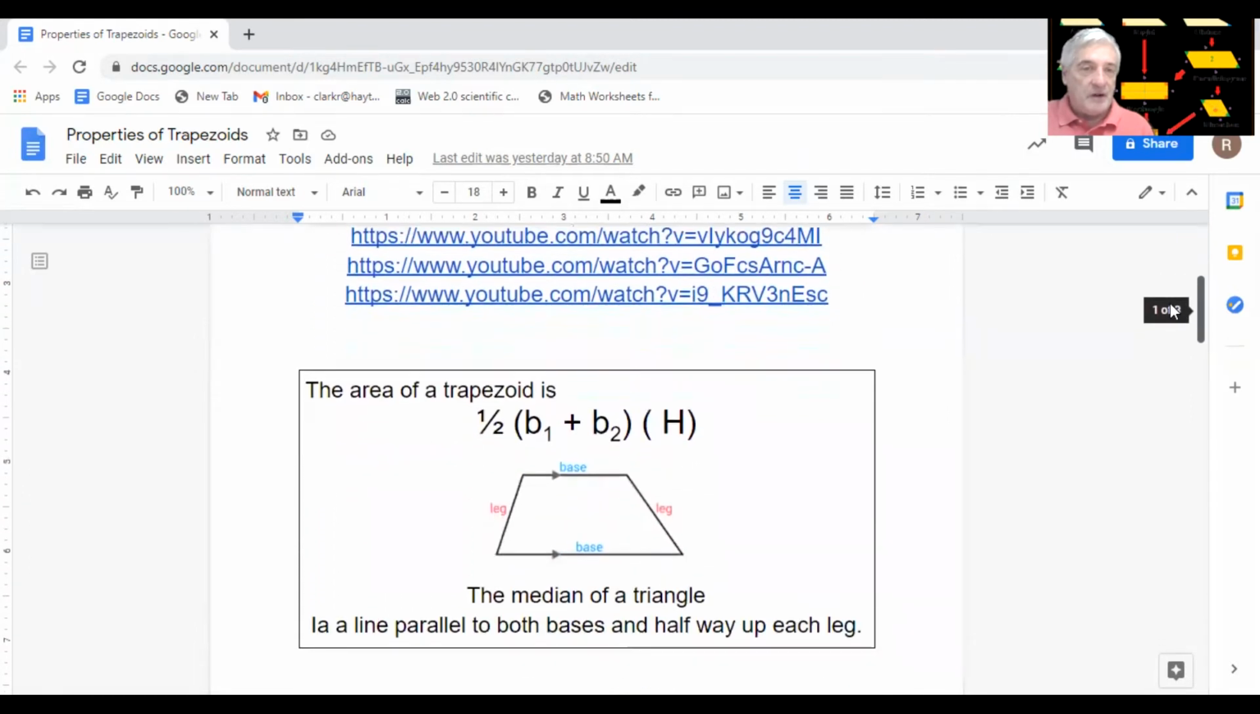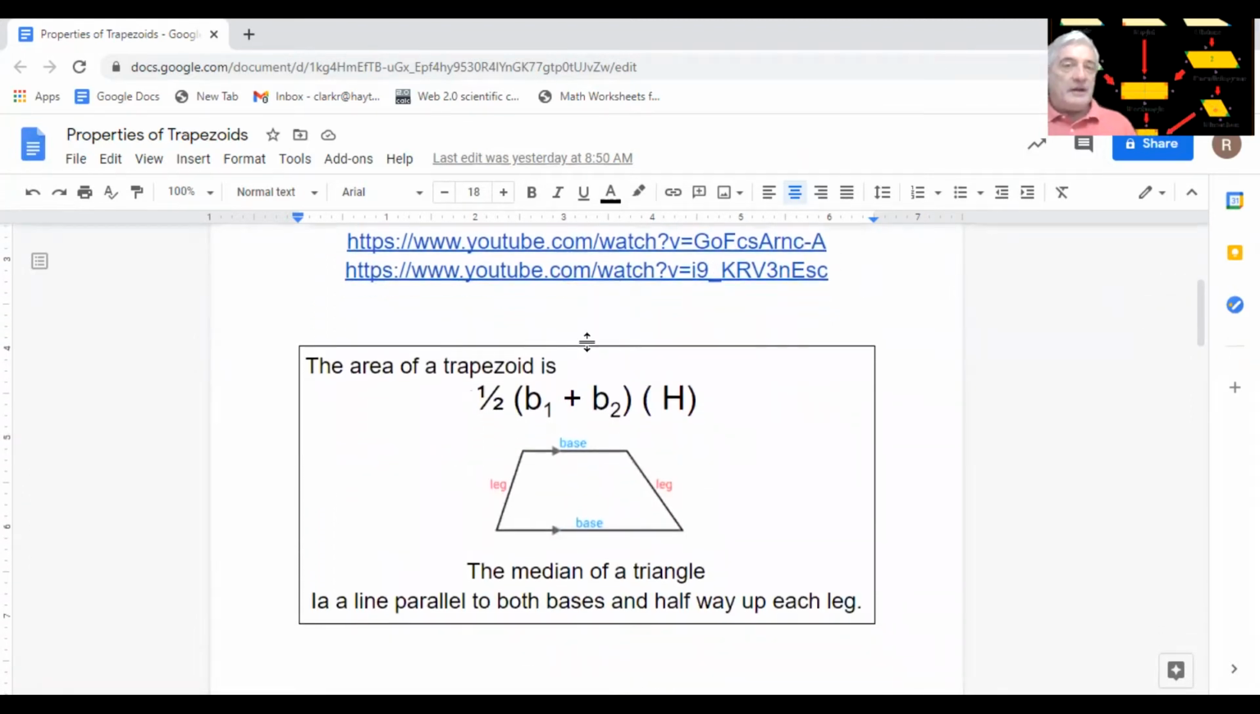First of all, the area of a trapezoid is 1/2 the bases added together times the height. This might look very familiar to you because a triangle is 1/2 the base times the height. How many bases does a triangle have? 1 at the bottom. Now, pretend that this used to be a triangle. And all I did was cut it off right there.